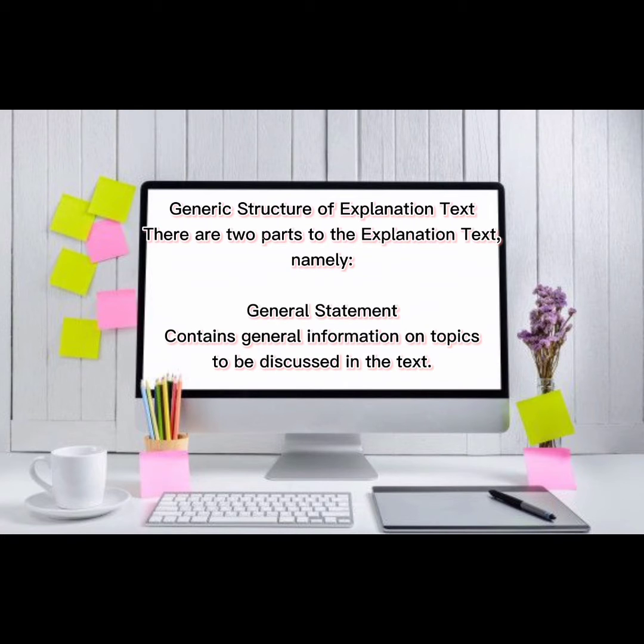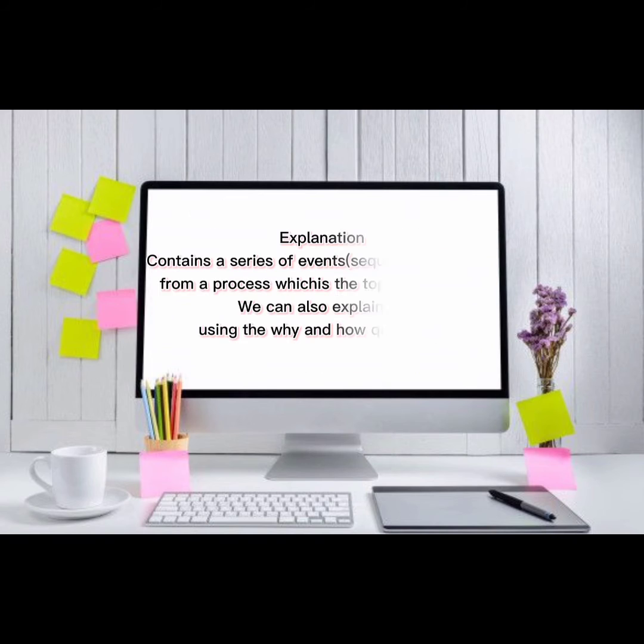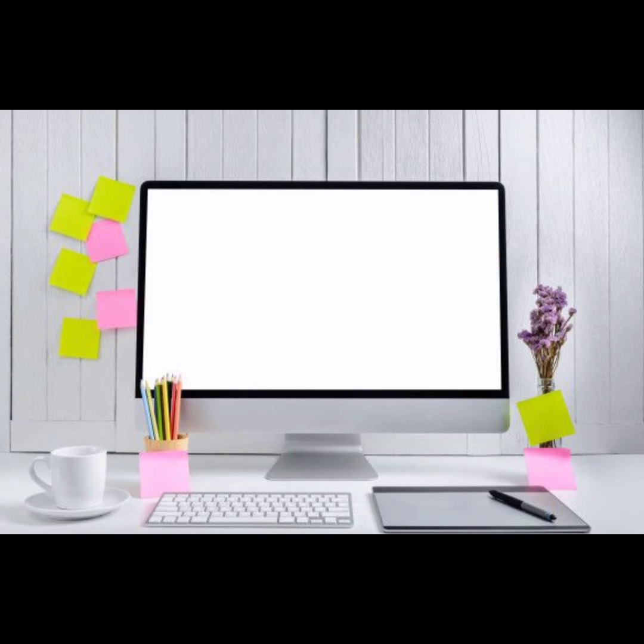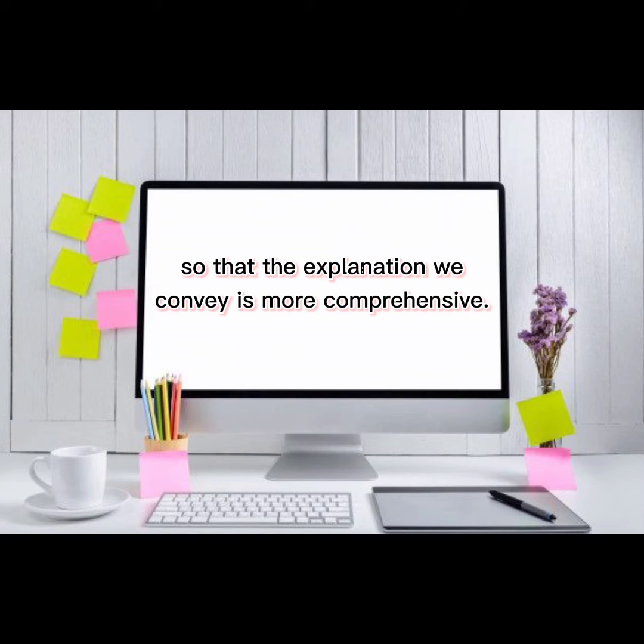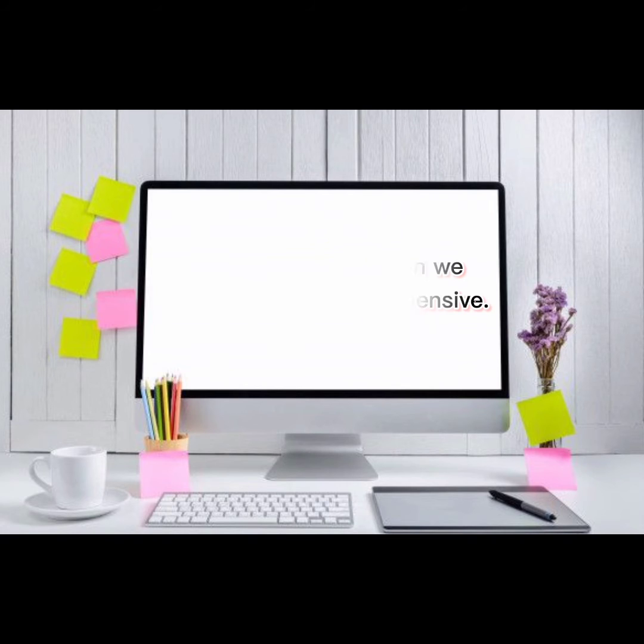Generic structure of explanation text. There are two parts to the explanation text, namely the general statement, which contains general information on the topic to be discussed in the text, and the explanation, which contains a series of events or a sequence of events from a process which is the topic of the text. We can also explain by using why and how questions, so that the explanation we convey is more comprehensive.